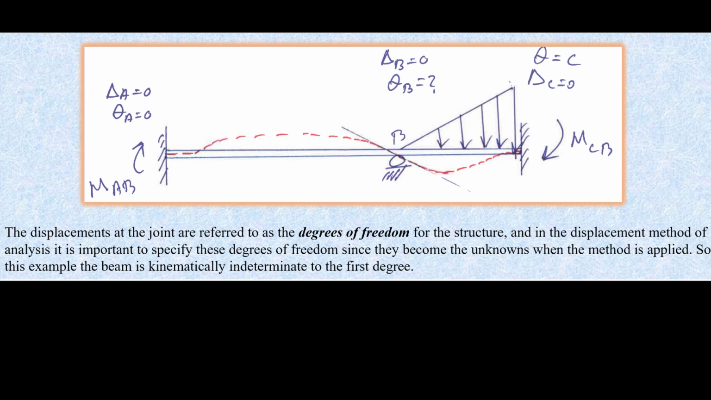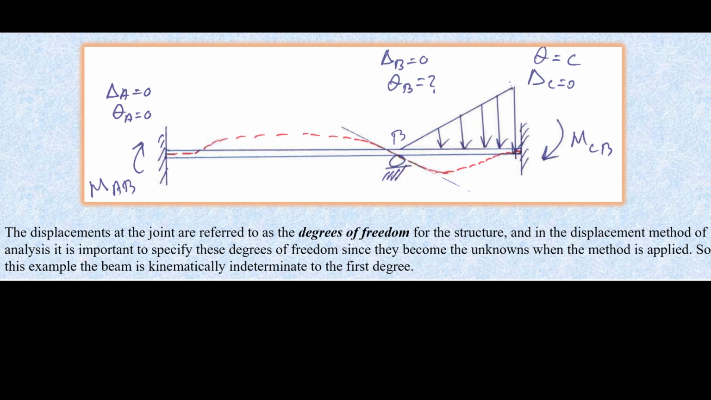In this case, when you look at the fixed end, you know your deflection is 0 and your slope is 0. And on the other fixed end, same thing. Deflection 0, slope is 0. But in the middle where you have the pin, you know your deflection is 0, but your slope is not 0. So this is kinematically of first degree freedom.